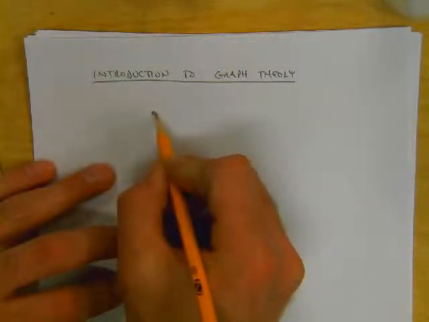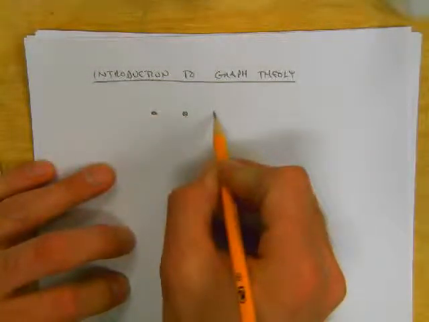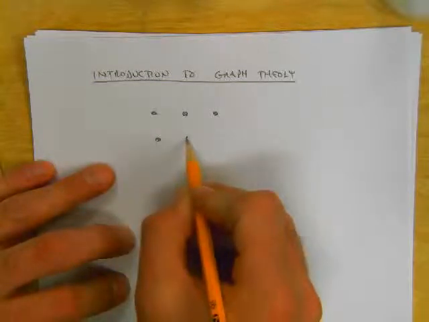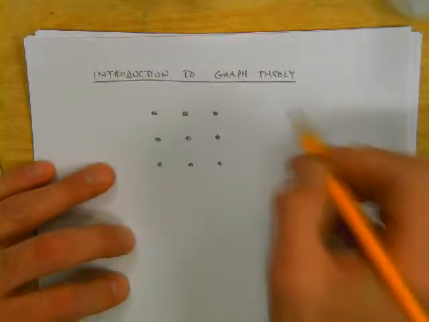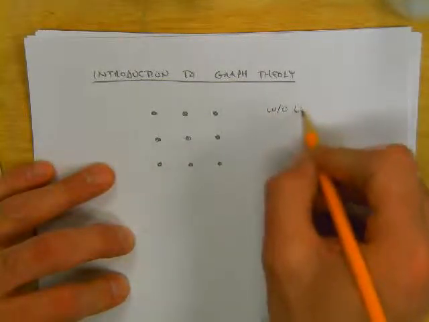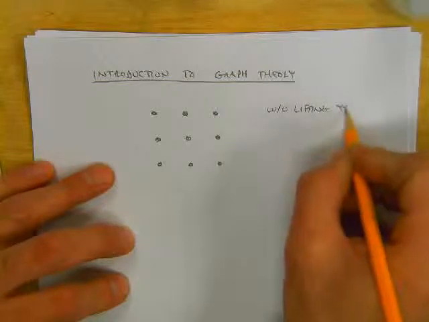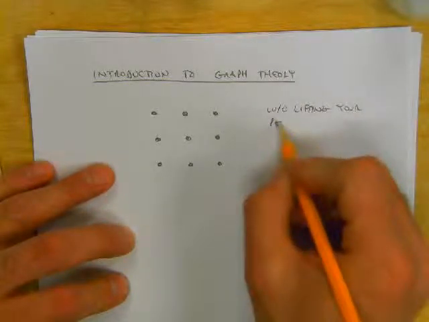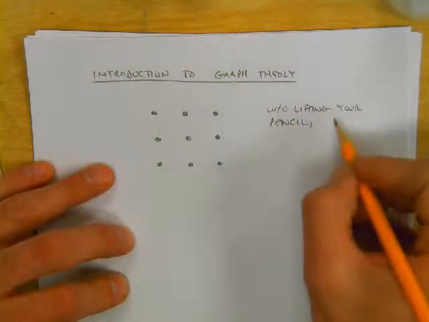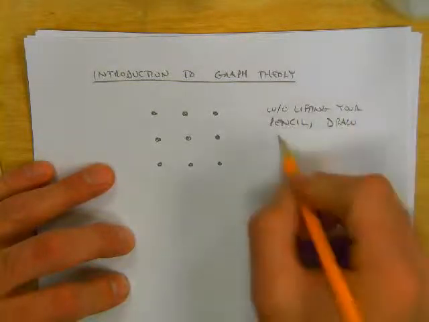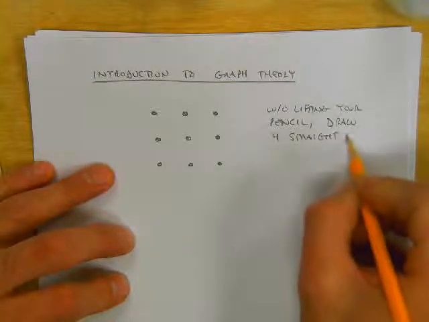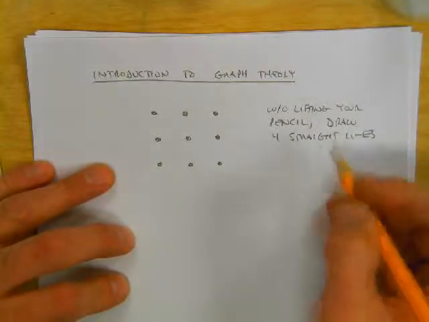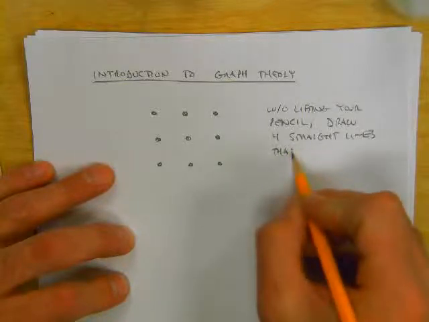So here's what I'd like to do first of all. Let's do a little introduction. Say that we had 9 dots arranged as so, and your challenge is to, without lifting your pencil, draw 4 straight lines that intersect all the points.